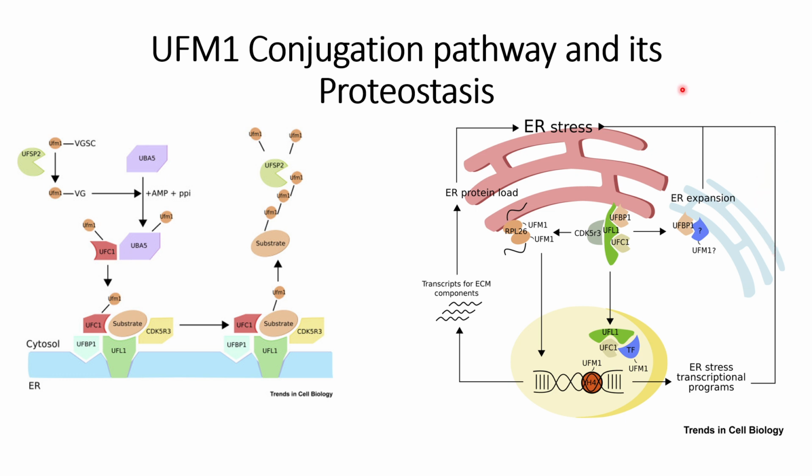So I hope you got a basic idea of the UFM1 conjugation pathway and how it helps in proteostasis, or the homeostasis of the proteome, mainly by the endoplasmic reticulum. If you need to understand more about this topic in detail, you can go through the reference that has been provided in the description.